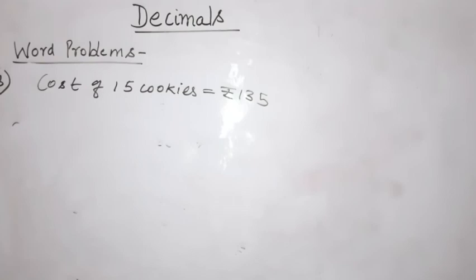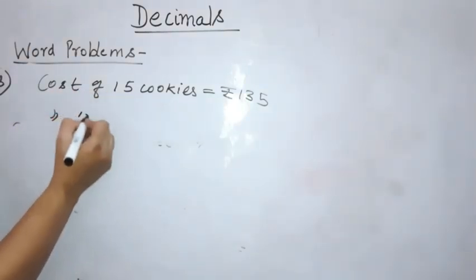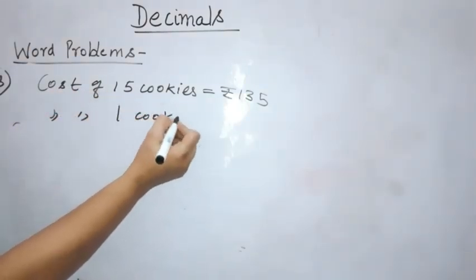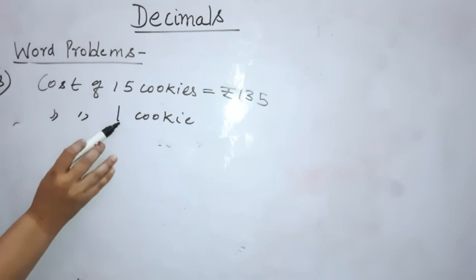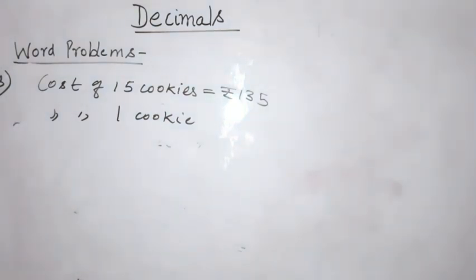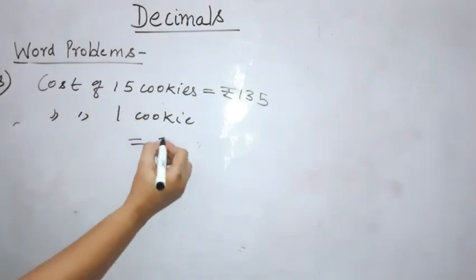So how will you proceed? The value of more is given to you. You have to find out the value of 1. That is the value of less. The price of 15 cookies is given to you. So can you find out the price of 1 cookie? It's very easy. What we have to do in this question? Please remember or recall the unitary method, students. Yes, we have to divide in this question.